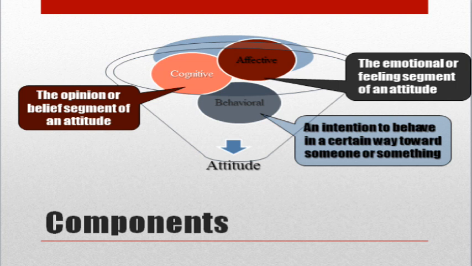Then the next one we need to discuss is the components of attitudes: the cognitive segment, affective segment and the behavioral segment. The cognitive segment involves opinions or beliefs, something like the thought process, psychological aspect. The affective comprises emotions or feelings based on our opinions and beliefs, while the behavioral segment entails intention towards someone or something based on the cognitive and affective segments. These are the three components: cognitive, affective and behavioral.